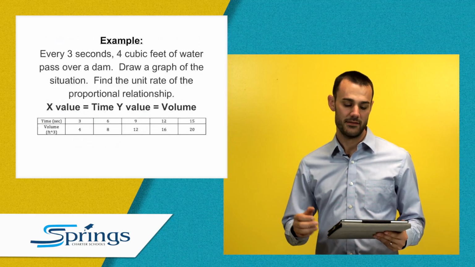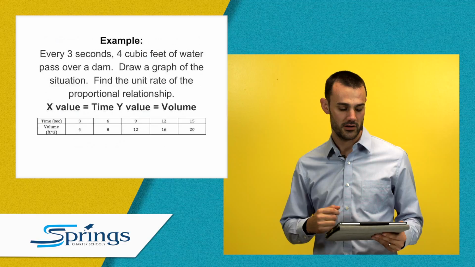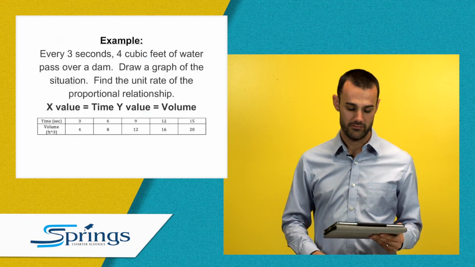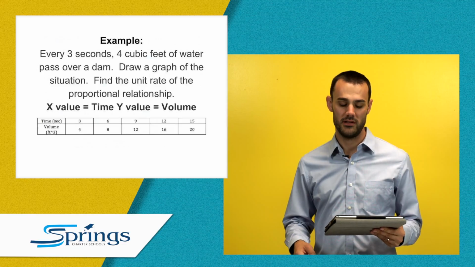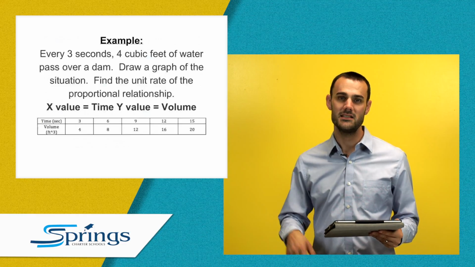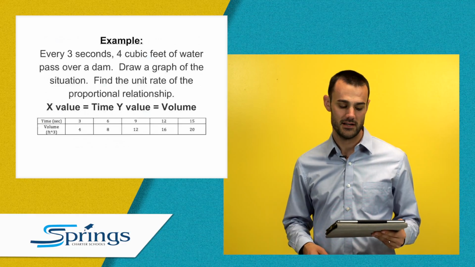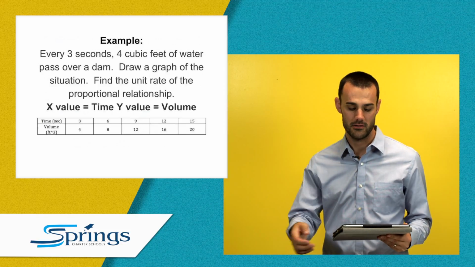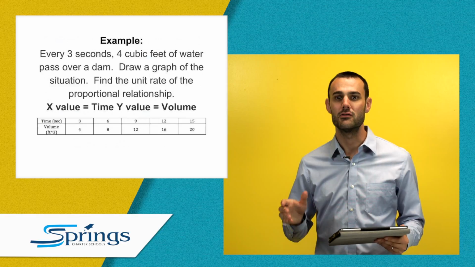We can see the time is 3 seconds, the volume is 4 cubic feet. Now if we have 6 seconds, we have 8 cubic feet. 9 seconds, 12 cubic feet. 12 seconds, 16 cubic feet. And finally, 15 seconds, 20 cubic feet. Pretty easy to see the pattern we're going through here. Now let's take this data and graph it.